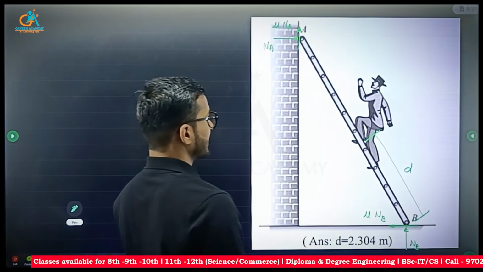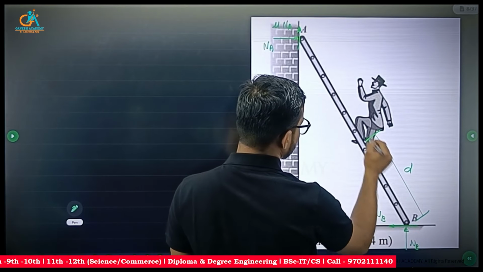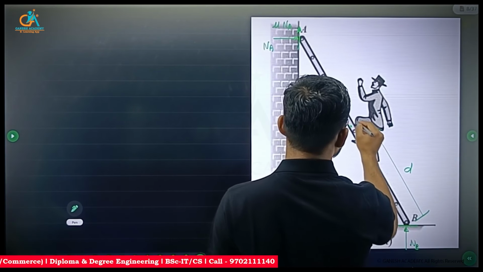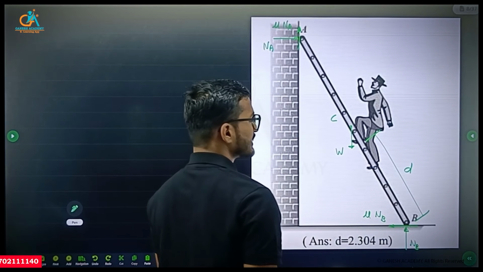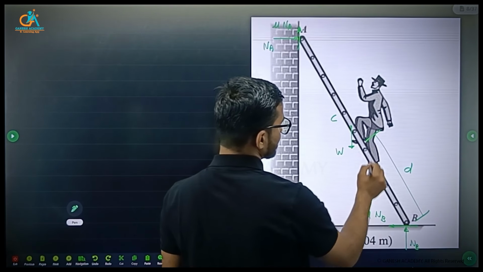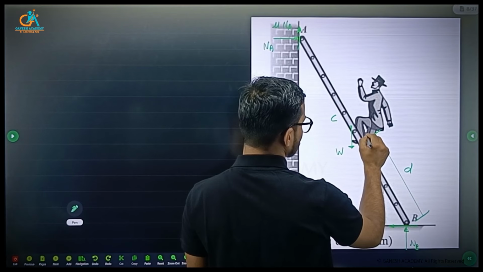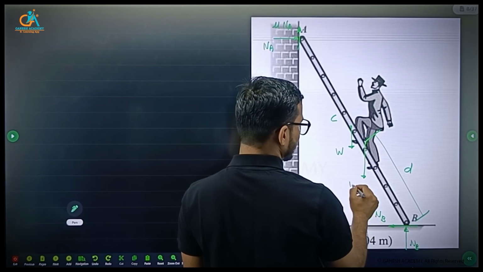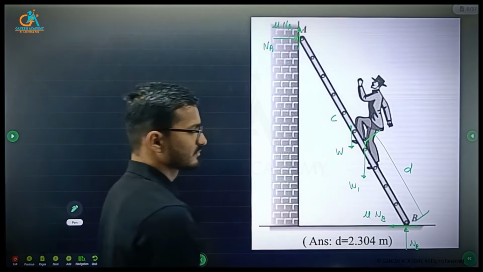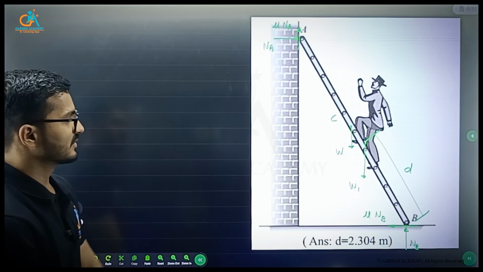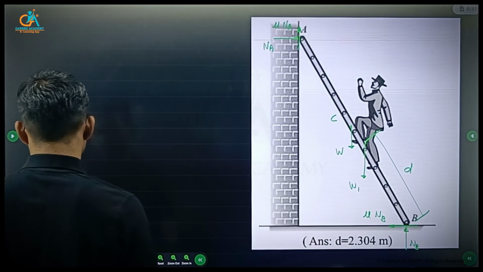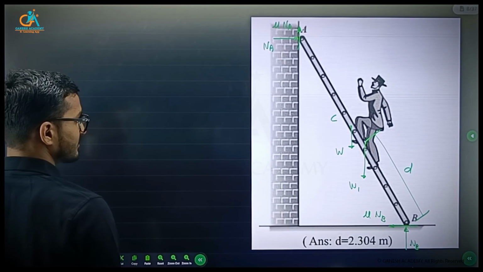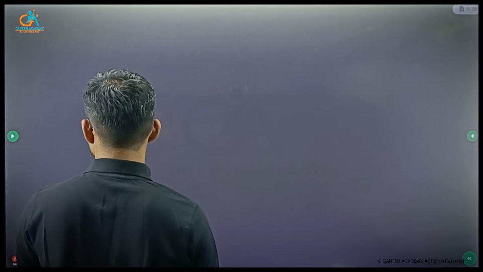Okay, then at the center of the ladder, let's say this point C, the weight is supposed to act in the vertically downward direction, and at this particular point the weight of the man is acting, right. तो अब हम ये जो लैडर है इसका FBD ड्रॉ करेंगे एंड देन वी कैन यूज द कंडीशंस ऑफ इक्विलिब्रियम टू एनालाइज एंड टू फाइंड द डिस्टेंस D.